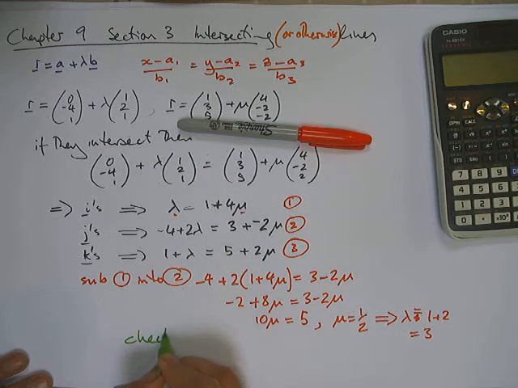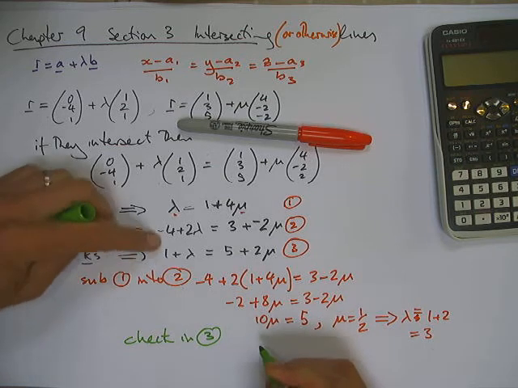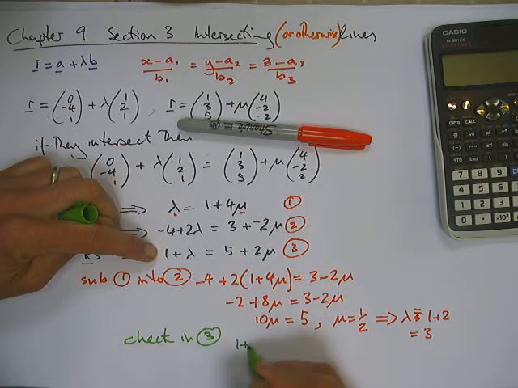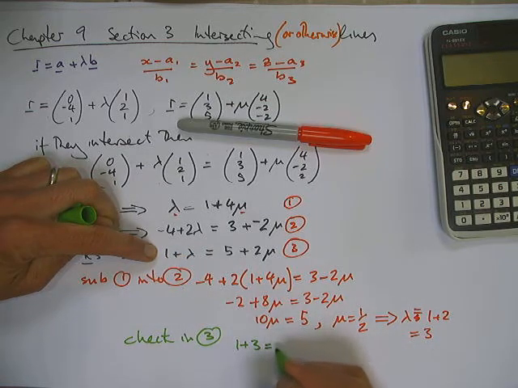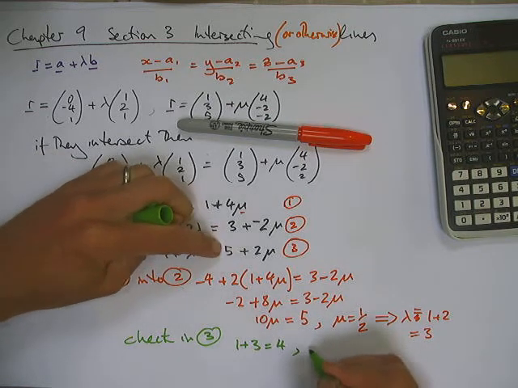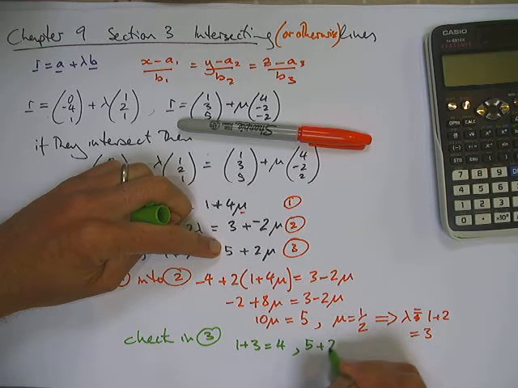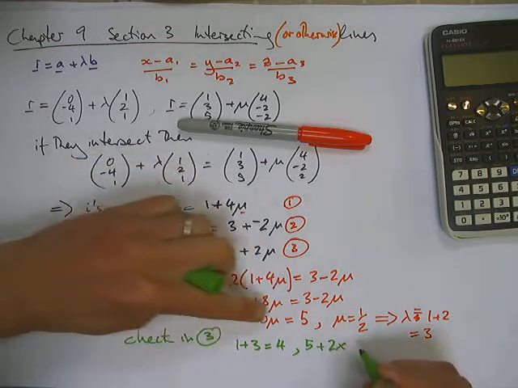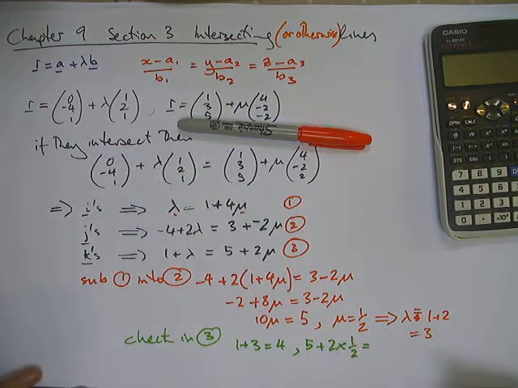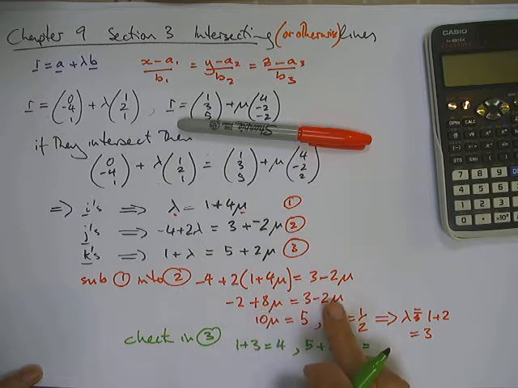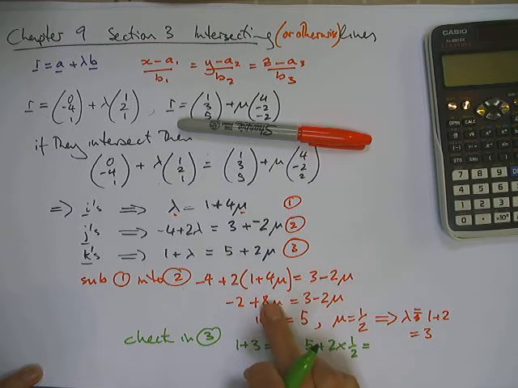Now, the final thing is to check for consistency in 3: 1 plus, what was lambda? 1 plus 3 is 4. 5 plus 2 times a half. Well, that's a shame, isn't it? So let's do that again, shall we? 10 mu.